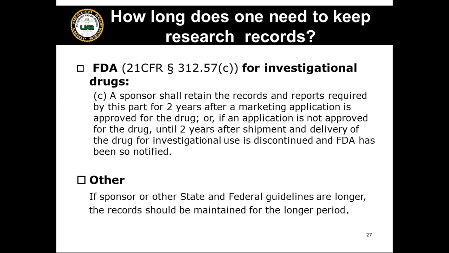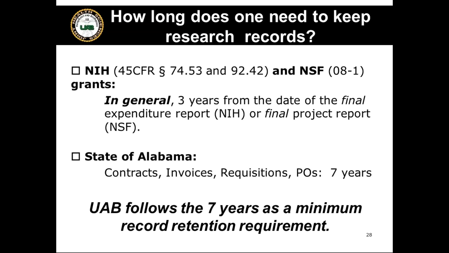So the FDA would say 2 years after shipment and delivery of the drug for investigational use is discontinued. Or if state and federal guidelines are longer, then they default to the state. So NIH says 3 years from the date of the final expenditure report. But remember, some of these grants keep on going, right? When they get renewed, you still have to keep them because the project's not over. So the project could be going 25 years. They've got to have all of that data because that project is still ongoing.